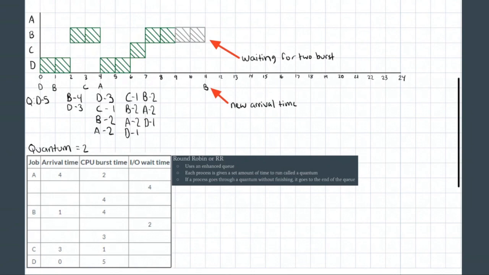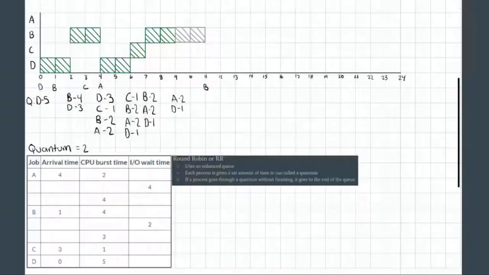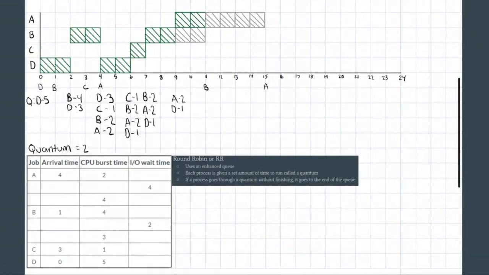And so then our next job to be put at time position 9 is A. And once A runs at time 9, A also has a wait time, excuse me, of 4. And so we have grayed that out and put A at time 15.